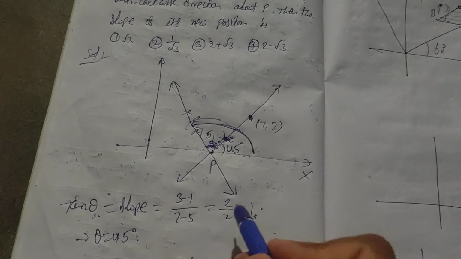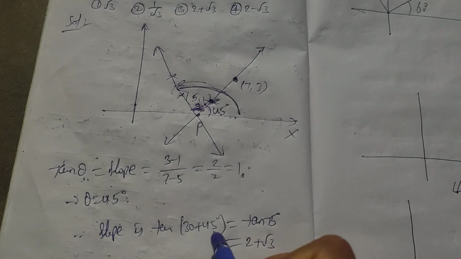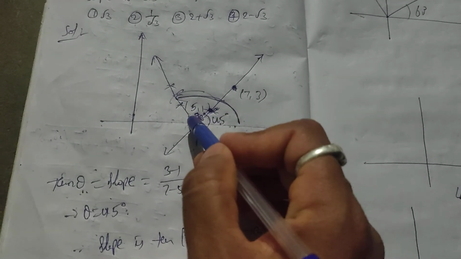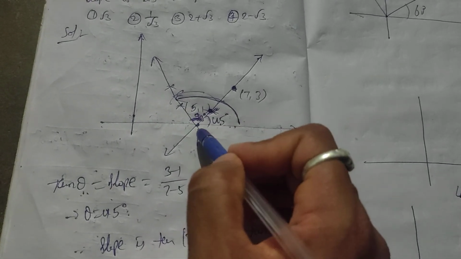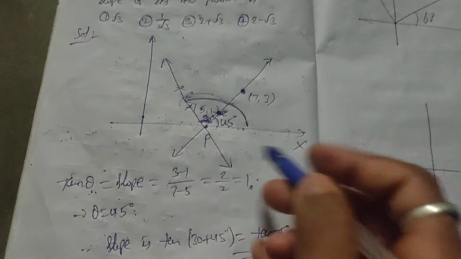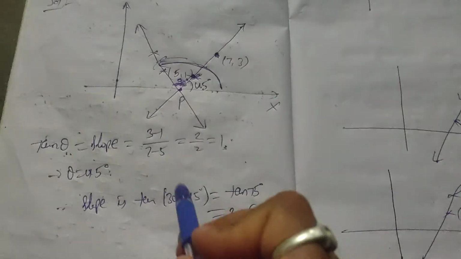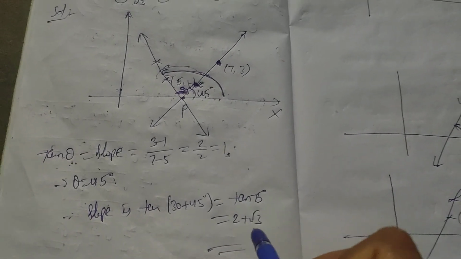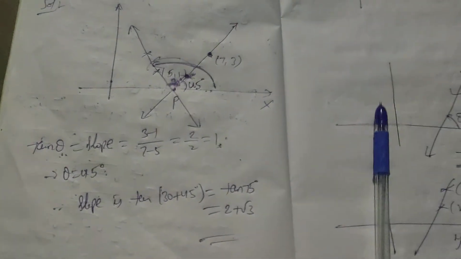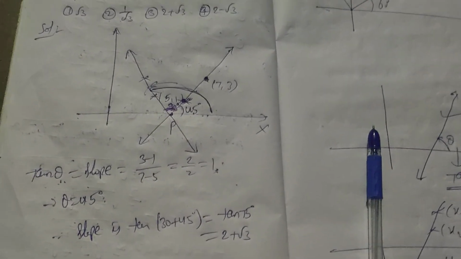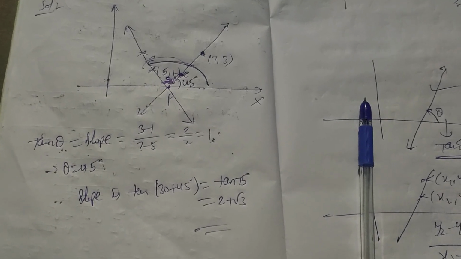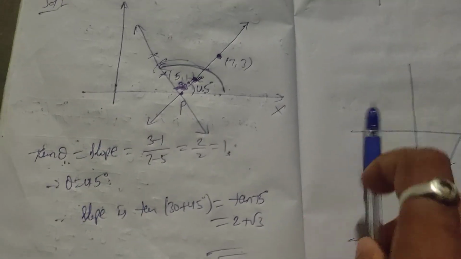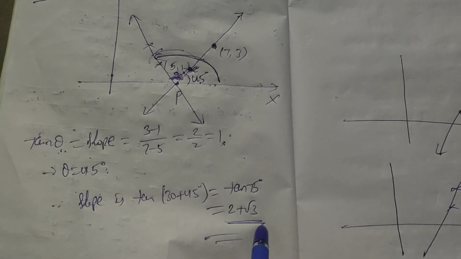The slope of the new line is tan of 30 plus 45. We cannot find the slope using the points form, because we know only one point and don't know another point on this line. So using theta only we can find the slope. Tan of 30 plus 45 is tan 75, and the value of tan 75 degrees is 2 plus root 3. You get this formula in trigonometry, so remember that tan 75 degrees is equal to 2 plus root 3.